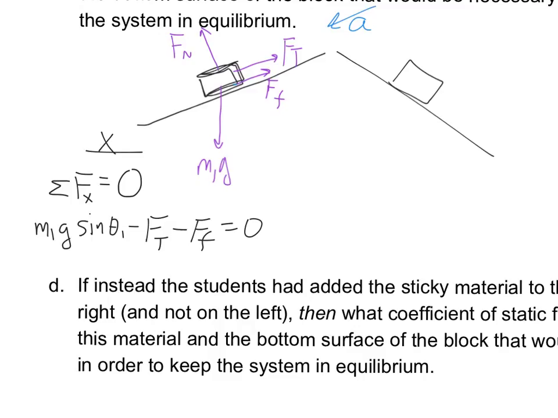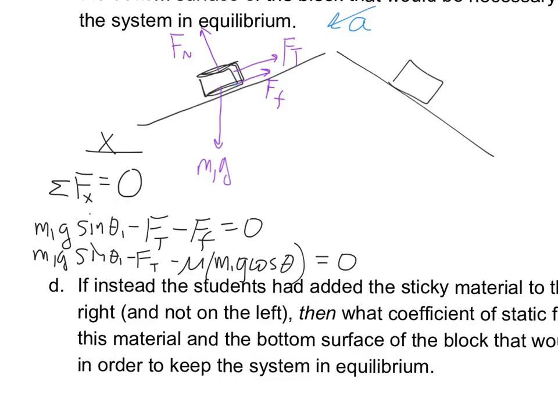And that can be further written as m1g sine theta 1 minus ft minus mu times the normal force, which we learned a long time ago was, interestingly enough, equal to m1g cosine theta. That's from before. We never used it before, but we're using it now. That all adds up to 0.